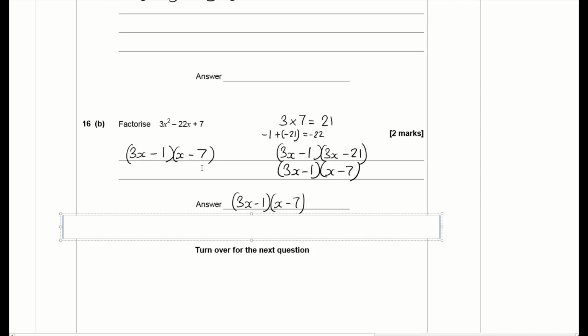Now you can do this just by trial and improvement. You try and figure out a factor pairing where one of them will be times by 3, and you could get it to equal negative 22 when they were both added together. But sometimes it can be actually quite difficult, particularly if the number in front of the x squared has a lot of factors, so say something like 12, and the constant term has a lot of factors, so say something like 36 or 60. It can take a long time to deduce which factor pairing would work. So this method outlined here can be used as a generalized approach so that you can factorize it in good time. So 3x minus 1, x minus 7 is the correct answer.